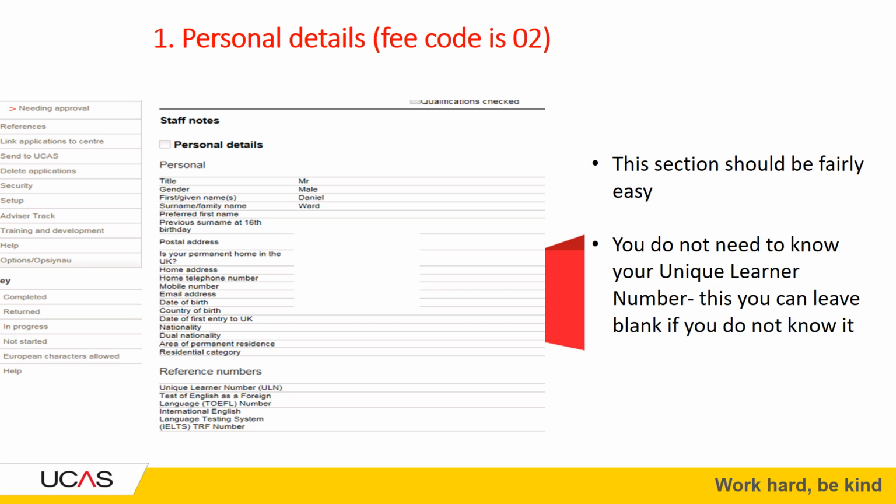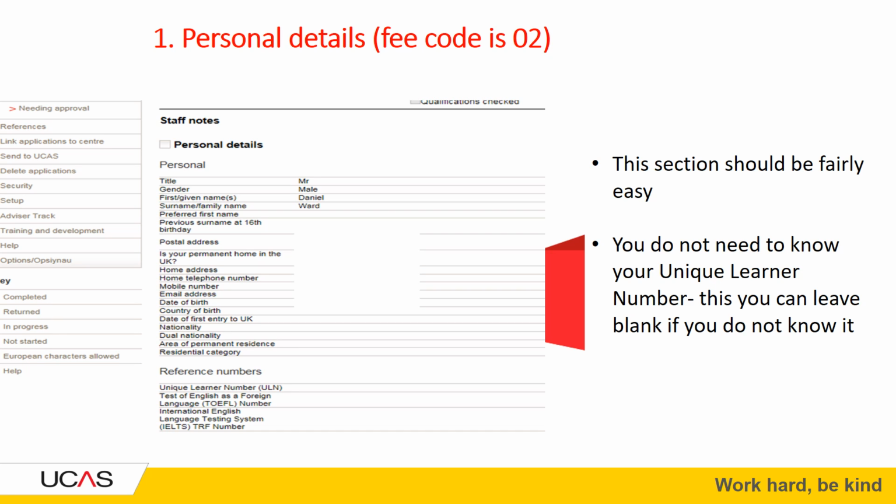So the first section is personal details. This is relatively easy. So you've got your title, your gender, your names. You have to put your legal surname, unfortunately. If you have a preferred surname, it has to be the one that will go on your exam certificates, but you can give a preferred first name. So if your legal first name is one thing, but actually you generally go by another first name, you can put a preferred first name. Obviously, you've got your address details and your nationality, which is important. At the bottom, you've got reference numbers.